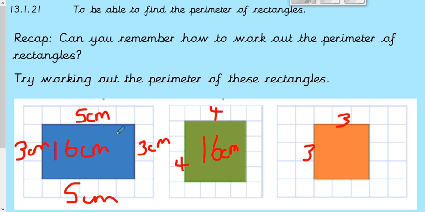So well done if you spotted that. So this one, it would be 3 times 4, which is 12. So the perimeter would be 12 centimetres. Okay, cool. So hopefully you managed to get through that okay.